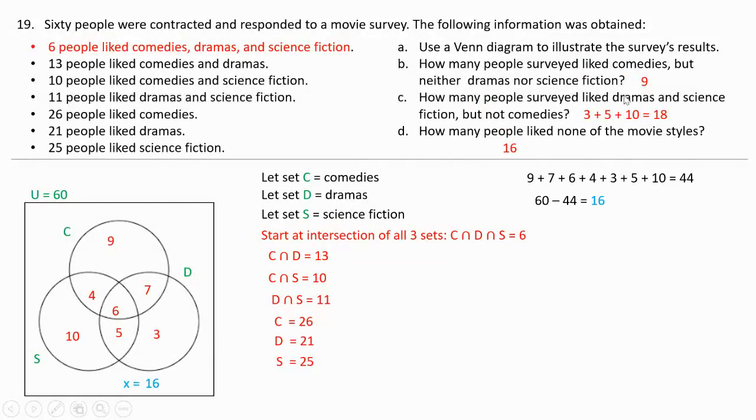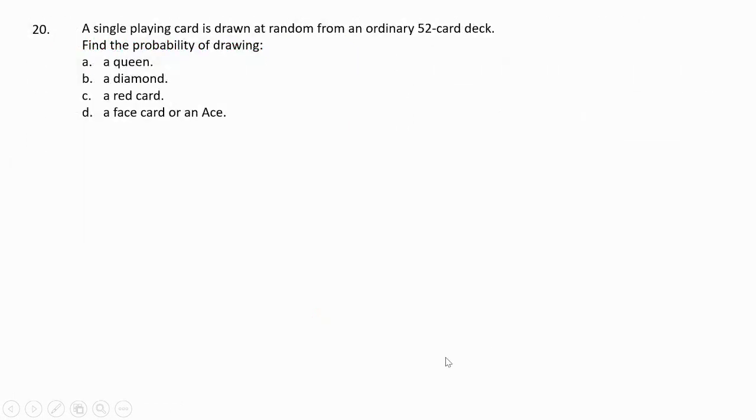Because in here, how many people surveyed like dramas and science fiction, but not comedy? So dramas and science fiction, but not these right here. So that's why you add all these right here. That 10 plus 5 plus 3 is the answer for part C. And for part D, guys, how many people did not like any of the movies? So the answer is what's outside all the sets, which is 16.